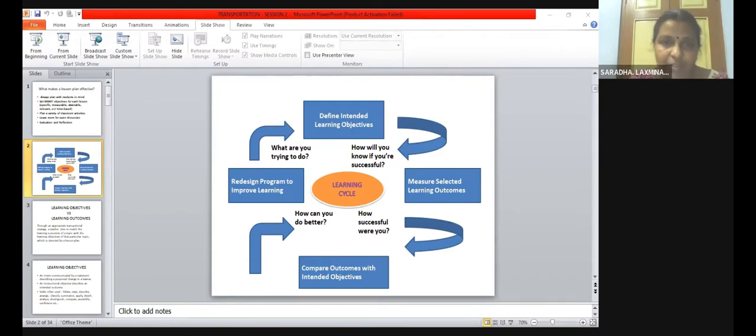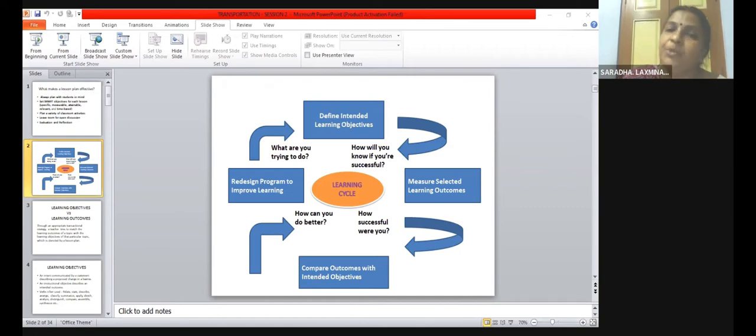The first step of the learning cycle is that we define the learning objectives, and then we measure the learning outcomes. Then we compare the objectives and the outcomes, to see whether we are able to reach the outcomes as we have set in the objectives. If not, how can I do better? Then we redesign the program to improve the learning. This is the learning cycle which happens in every class and is done by every teacher.